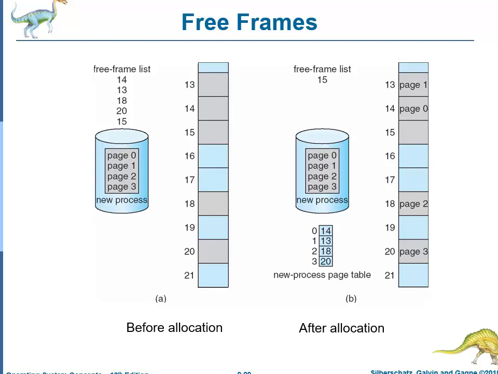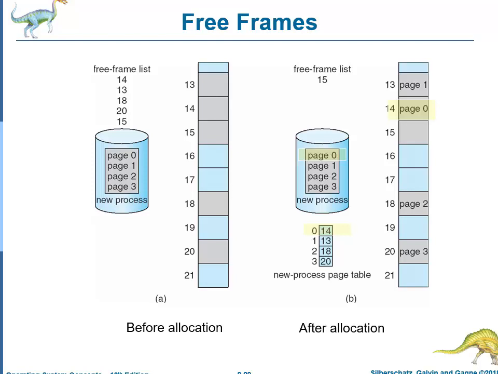So in this example, we can see the free frame list. All those frames in gray color are available. So 14, 13, 18, 20, and 15 are available. The first page of the process is loaded into one of the allocated frames, and the frame number is put in the page table for this process. So we can see page 0 is put in frame 14.